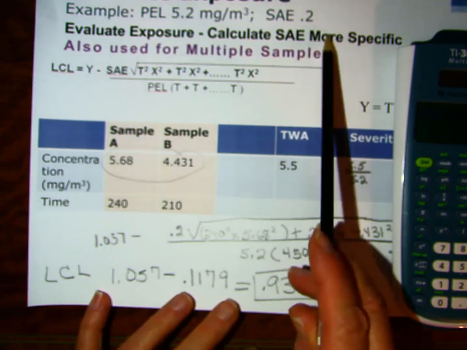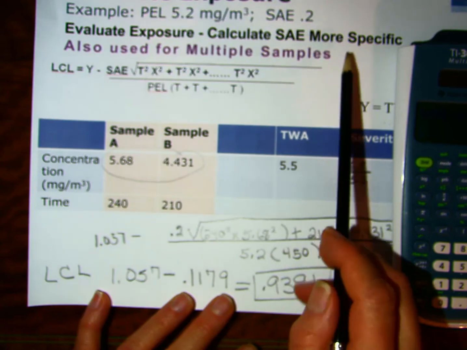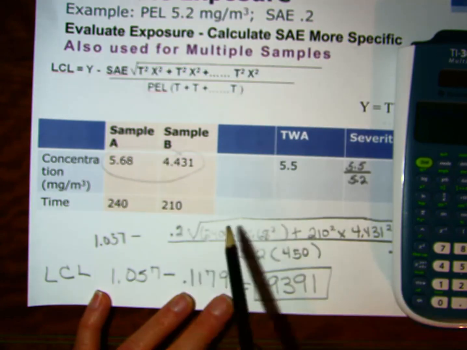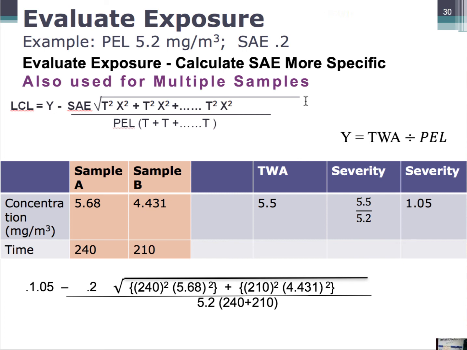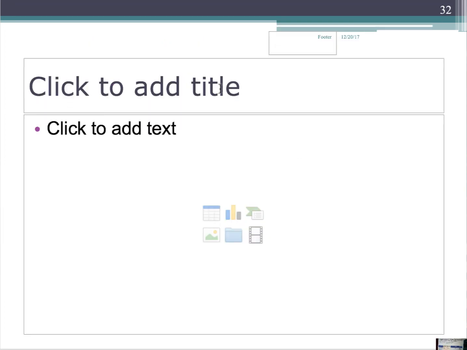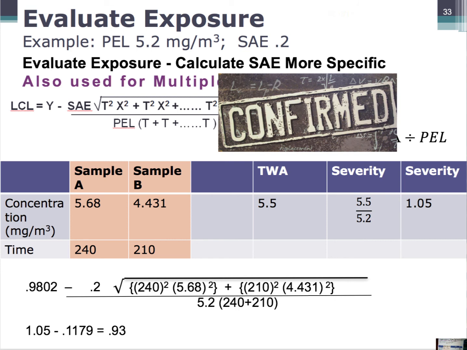And that's by using our standard analytical errors calculation for multiple samples and being very specific about weighting it by time and against the permissible exposure limit. So truly what you're doing is weighting each part of this sample as a ratio against your permissible exposure limit. There's your setup in our evaluation.